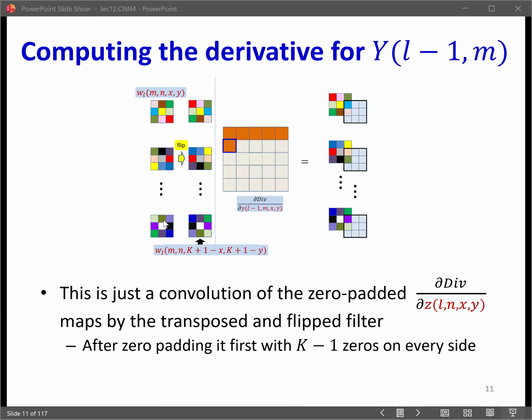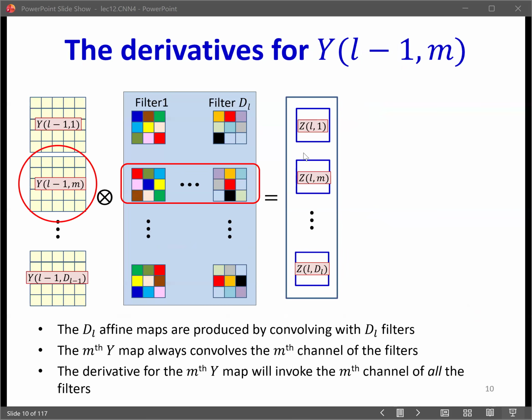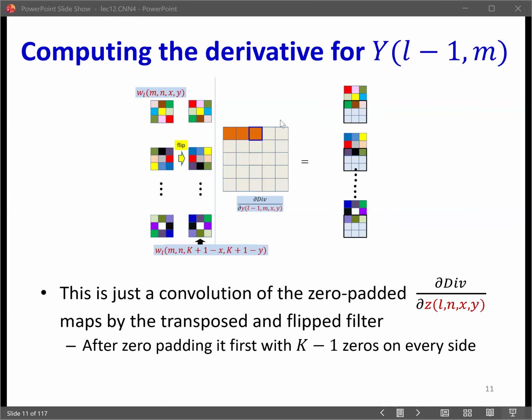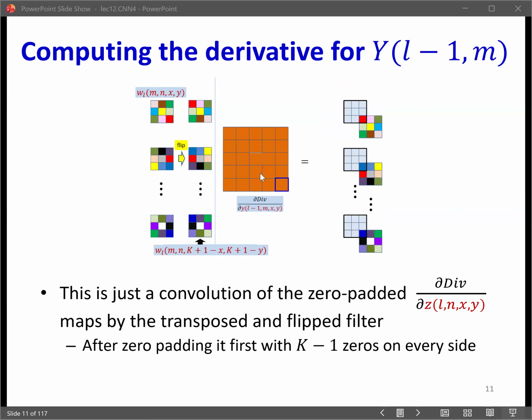So these are the channels of all the filters. We flip these channels left to right, top to bottom, and then we zero padded the output derivative maps, the affine derivative maps, and convolved them with this transposed, flipped filter, right? And that gave us the derivative for the input channel. So everybody remember this? Does everyone remember this? Yes or no? Right. This is easy.